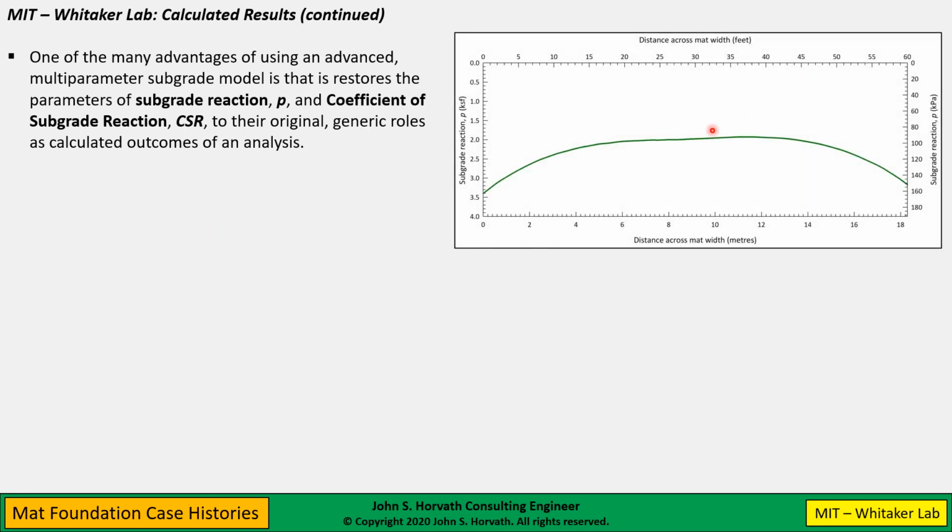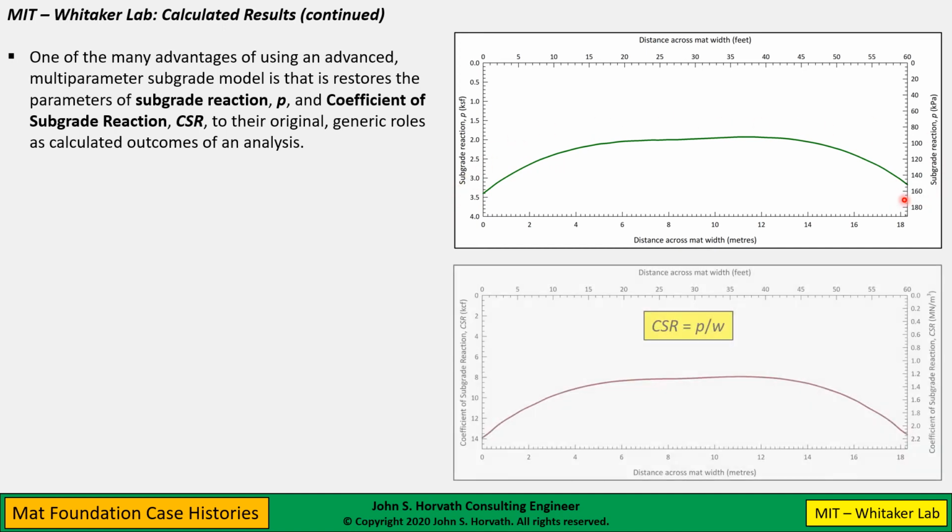So in this case, here's the subgrade reaction P. Notice now in this case, it's a calculated result. I didn't have to assume this. And the same thing with the coefficient of subgrade reaction. All right? The program calculated the subgrade reaction, calculated the settlement.